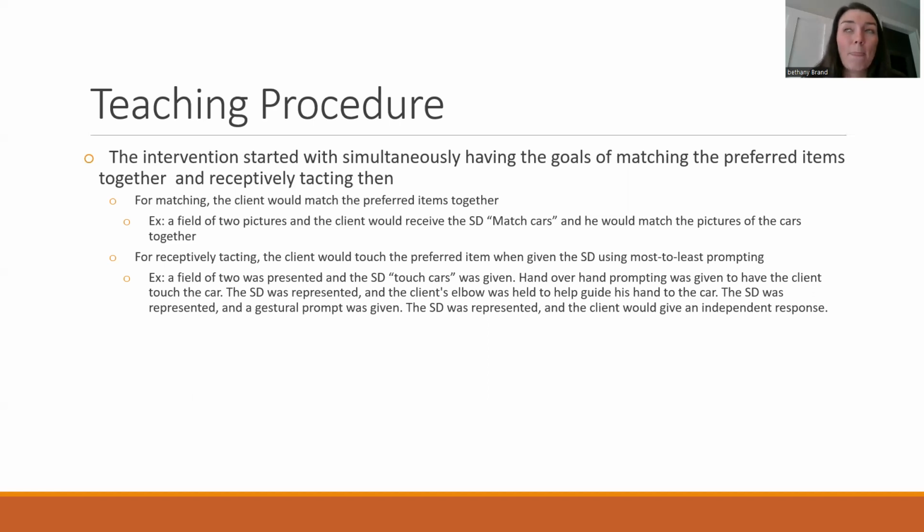So for receptively tacting, the client would touch the preferred item when given the SD using most to least prompting. So a field of 2 is presented and the SD touch the cars is given, and we use hand over hand prompting to have the client touch the car. And then we re-present the same exact SD and we use a gestural, and we hold his elbow and have him touch it. And then the SD is re-presented and we do the gestural. So we're pointing to the correct one. And then it is re-presented and the client is to give an independent correct response.